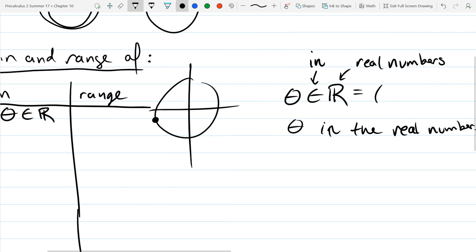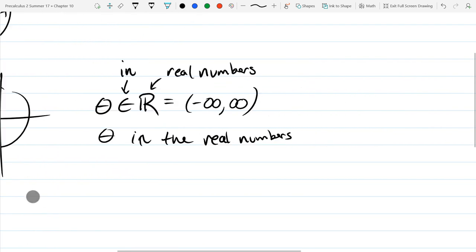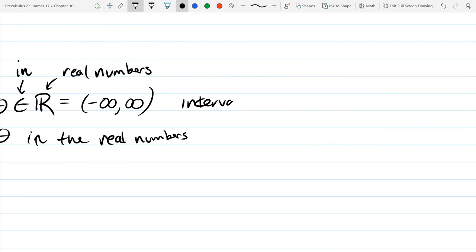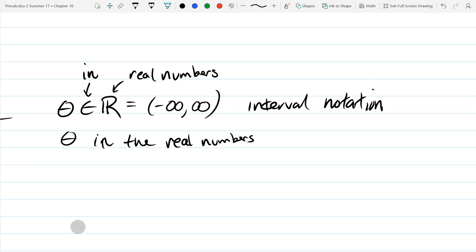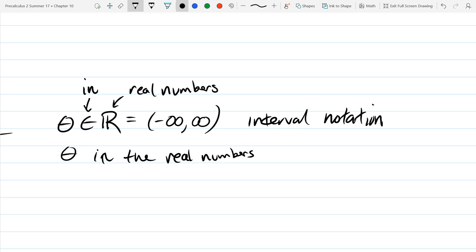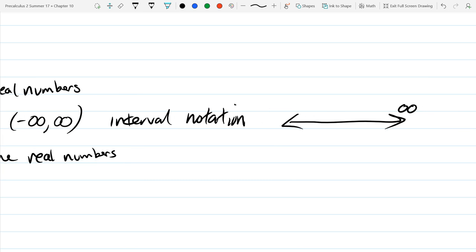Now, another way to write all real numbers is interval notation. And we'll get a little more into interval notation. But this is interval notation. Parentheses means open, so do not include the endpoints. What are infinity and negative infinity? Well, if I actually draw the number line, infinity and negative infinity are what's at the end of the number line. I should probably write them more like this. So you can think of them as the endpoints.